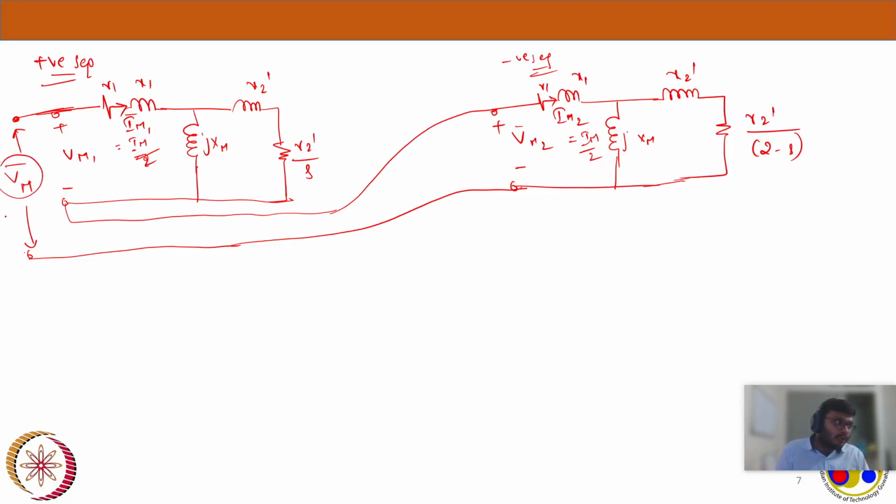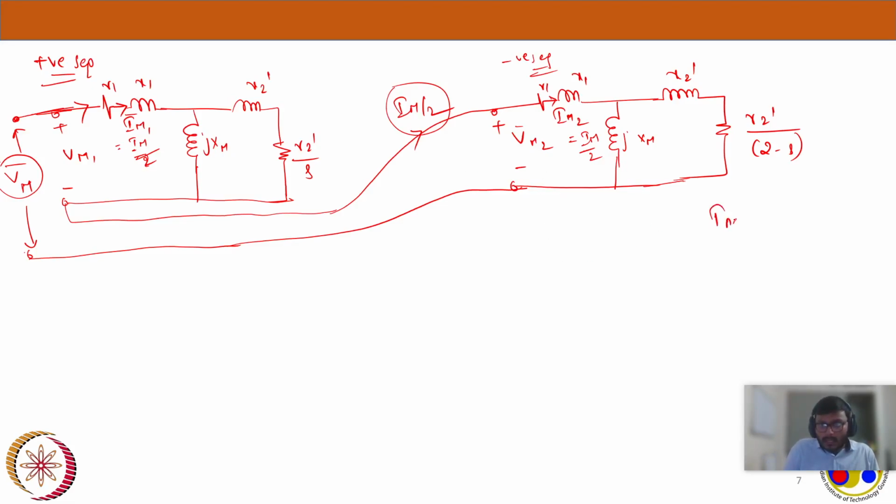So that is the total voltage we are applying, and the same current is flowing here. It's I1, and it comes like this, and again it will go like this, Im by 2. Here same current, and here also same current. So we have somehow connected these two equivalent circuits of positive sequence and negative sequence in series.